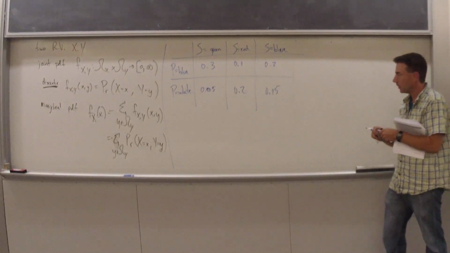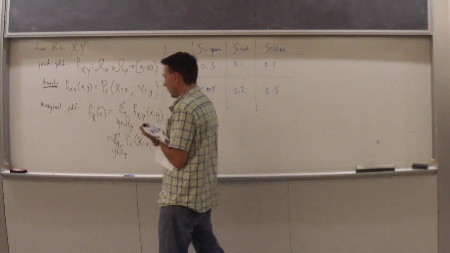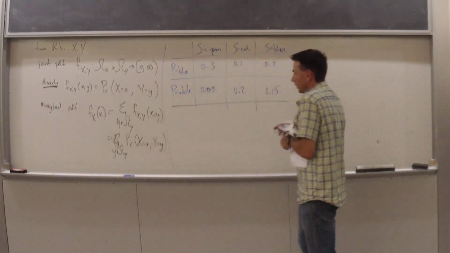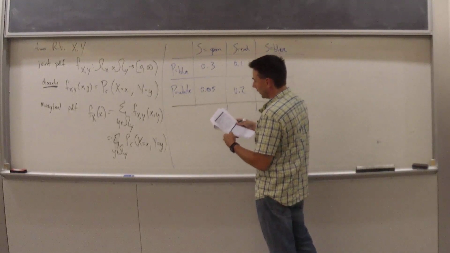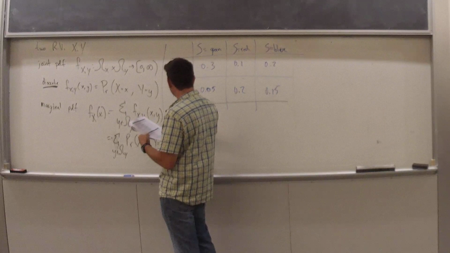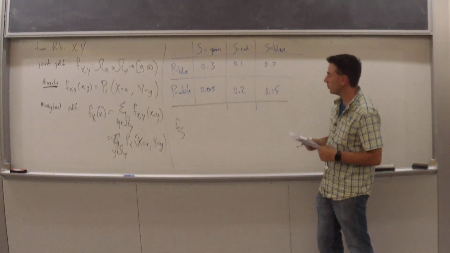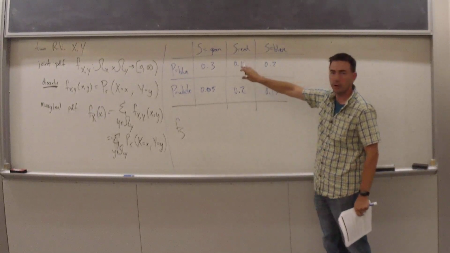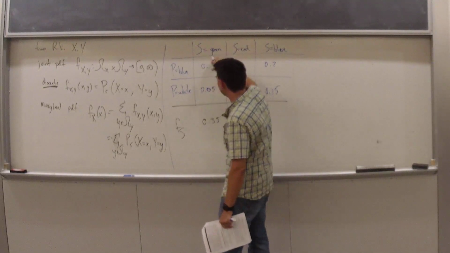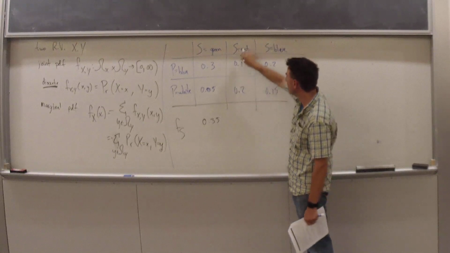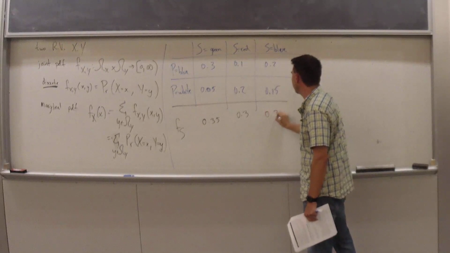Now I'd like to know the marginal distribution of the shirt, so f of s. The probability that you wore a green shirt is going to be 0.35. I just add up these two columns. The probability of a red shirt was 0.3, and the probability of a blue shirt was 0.35.